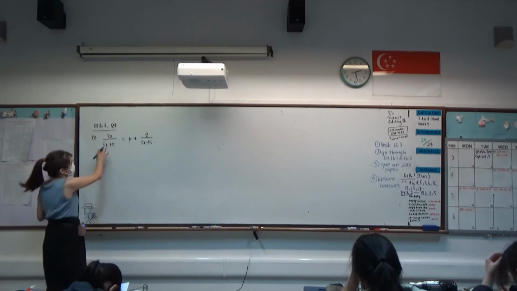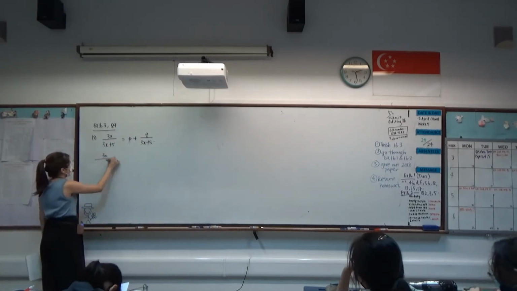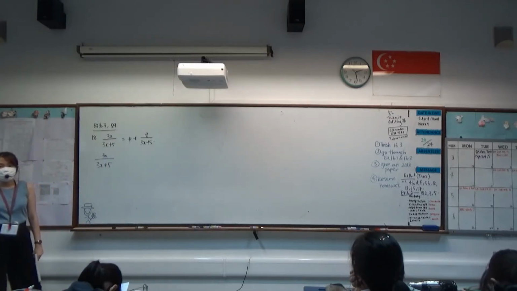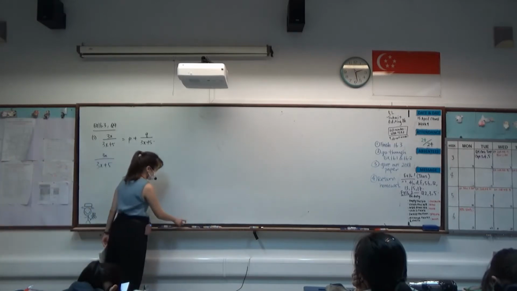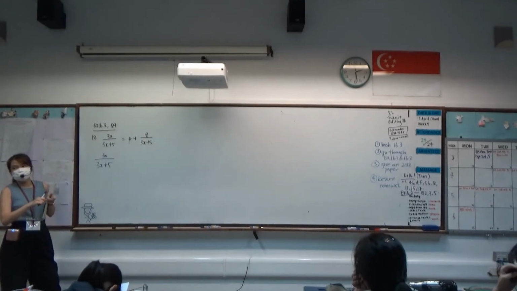I want to express this into a form. So I'm not going to touch this. So I'm going to start with 3x over 3x plus 5. What could we do? How?